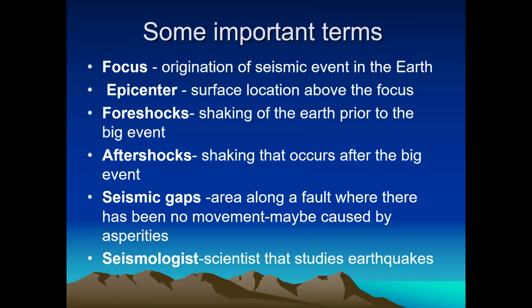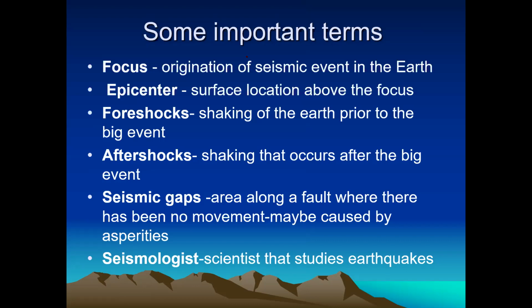So whenever we hear about an earthquake, we always want to know where the epicenter is. Normally, we want to know that because that's where the most shaking is going to be, and that's where the most destruction is going to be, but not all the time. And we'll talk about some of the exceptions to that later on in this lecture. So a foreshock is the shaking of the earth prior to the big event. Sometimes we might not know it's a foreshock until something of a larger magnitude occurs. Then an aftershock, those are the earthquakes that occur after the big event.